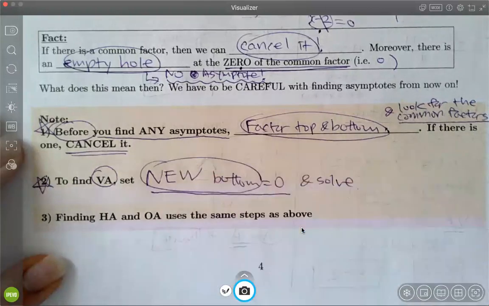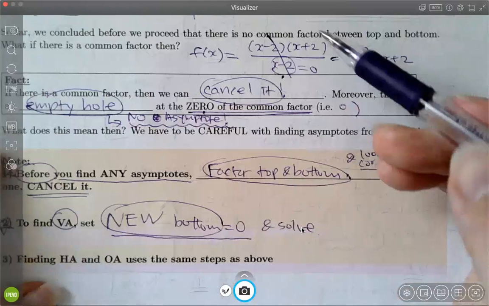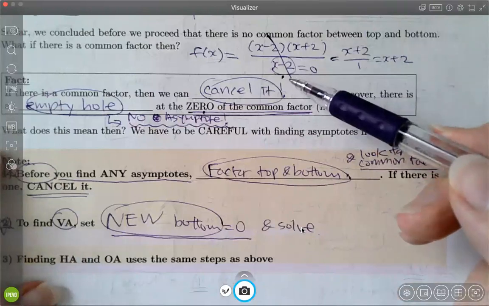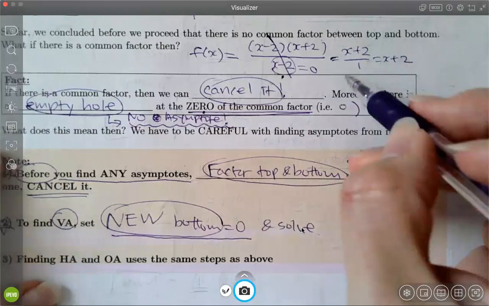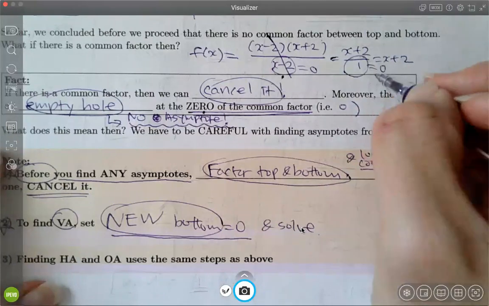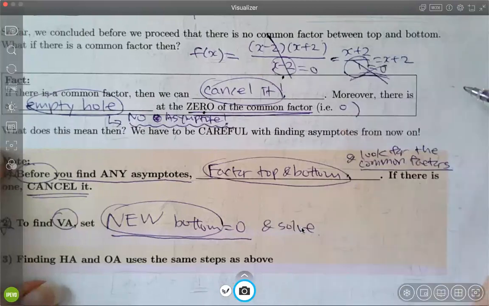Okay, why did I say new bottom instead of just bottom? Because going back to this example here, x minus 2 was the original bottom, the original denominator, but what is the new denominator? 1, right? Okay, so you said 1 is equal to 0, but look at this, that doesn't make sense, right? Because that's just a false statement. Okay, so there is no vertical asymptote here. Okay, it's not at x is equal to 2 because that's where the empty hole is.